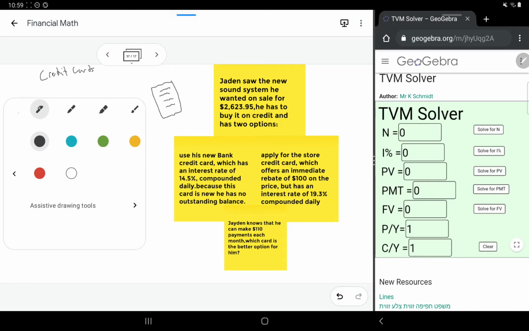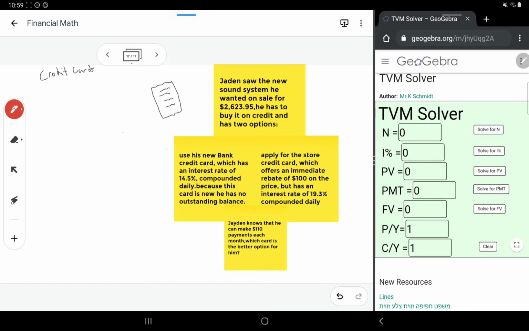So he's got two options here. Option one, he has a bank credit card. He went to his bank and they gave him a credit card with a certain limit on it. That card has an interest rate of 14.5% compounded daily. This card has no balance on it since it's not been used before, so we don't have to worry about it having something on it already. It's free and clear.